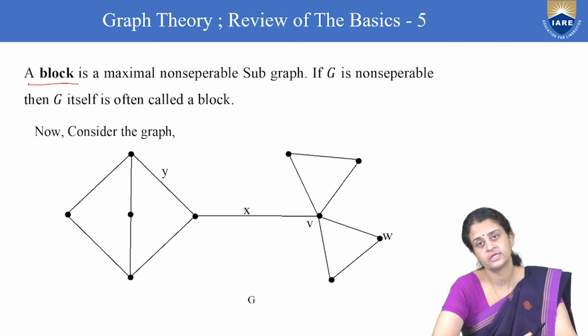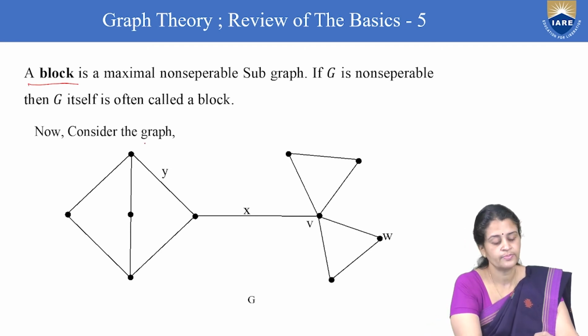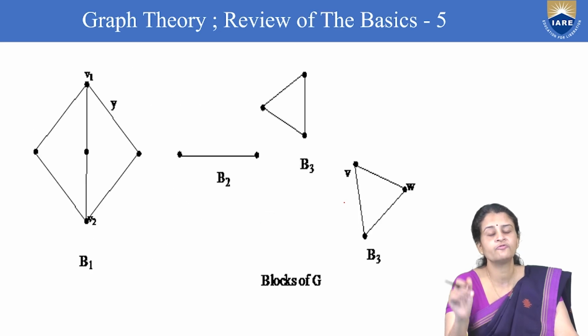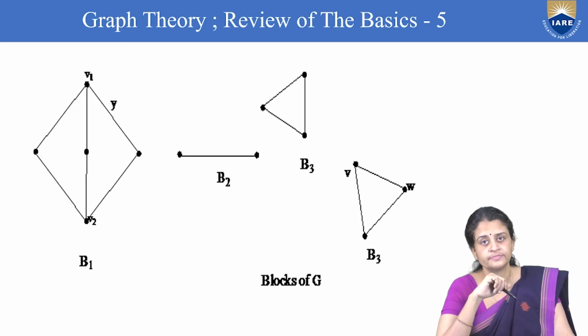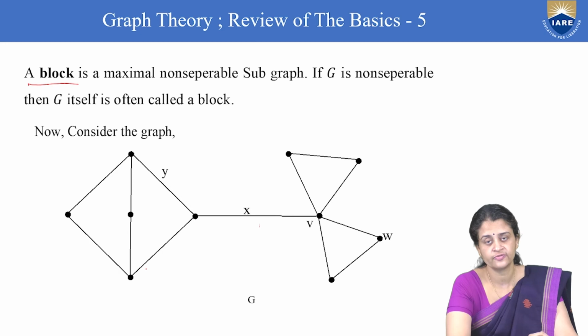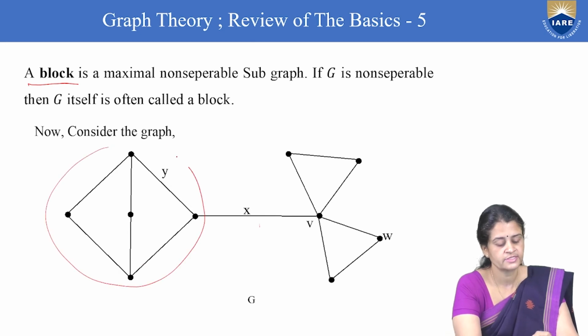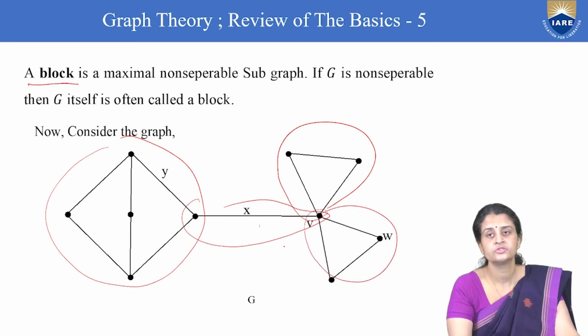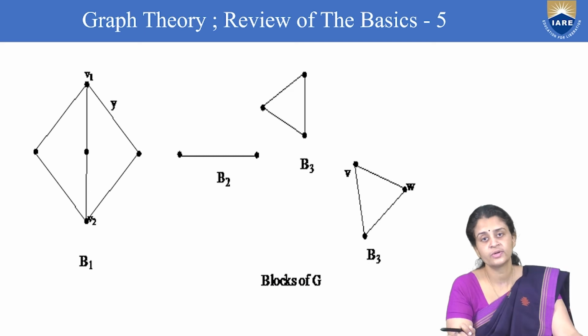Whereas here, we can separate it into different parts. I can keep this one part, this another part, this edge another part, and this portion another part. So these are four different blocks of that G. This is the first portion, and I can take this edge as the second block, this the third block, and this the fourth block. So, these are connected non-separable subgraphs. These are called blocks.